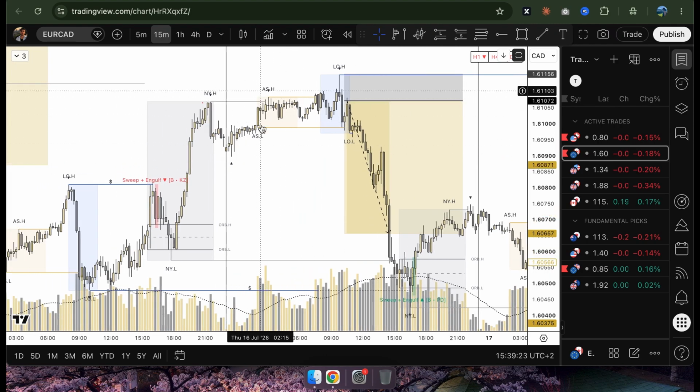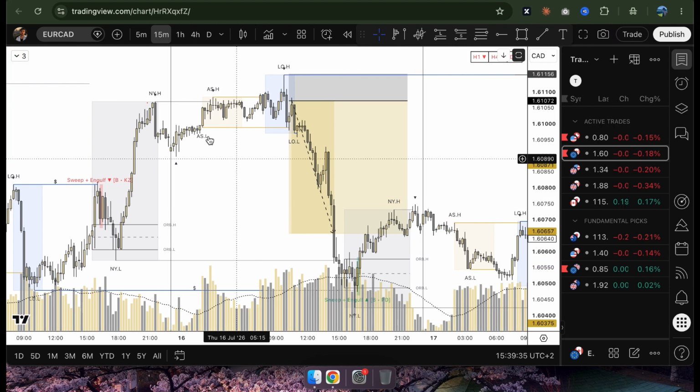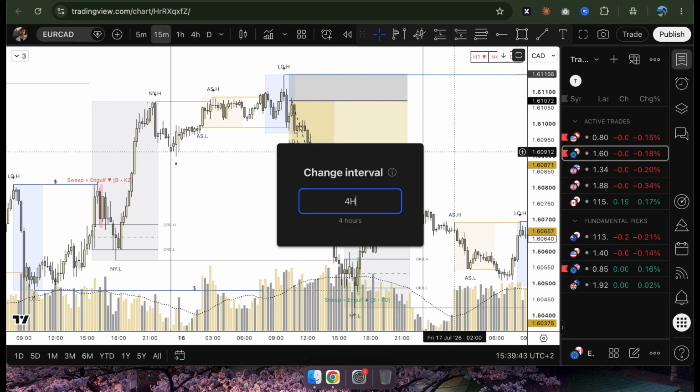As you can see here, we had the Asia session. We then had a liquidity take on London, which took Asia session liquidity and previous daily high liquidity, and then broke structure with a bearish engulfing. And so I took the short, and it was an amazing trade. So you can also do intraday with this kind of strategy.